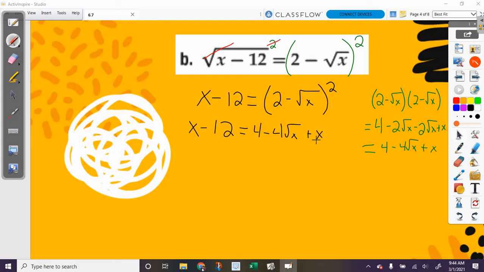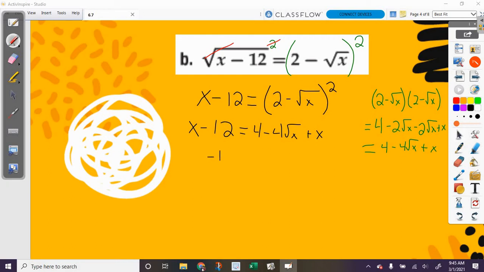Now, notice that we still have a square root in our equation. So basically, we're going to start the whole process over again. I need to isolate my square root, so I need to move everything away from my square root. So notice that my first step would be to subtract an x.